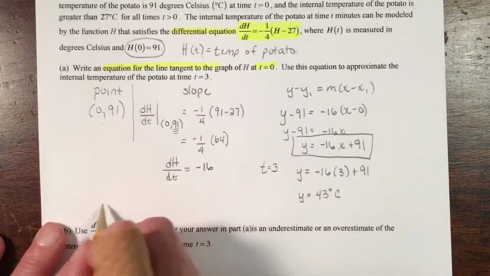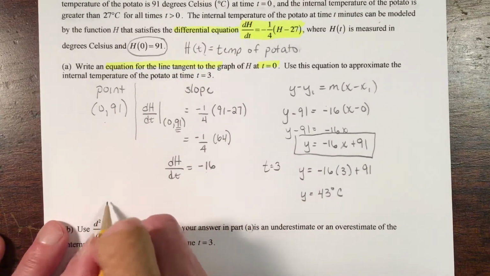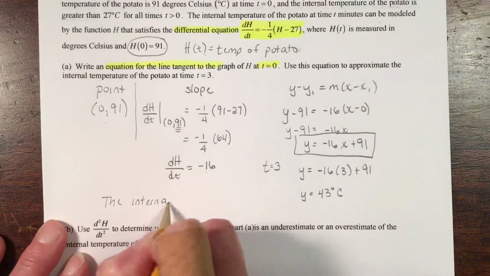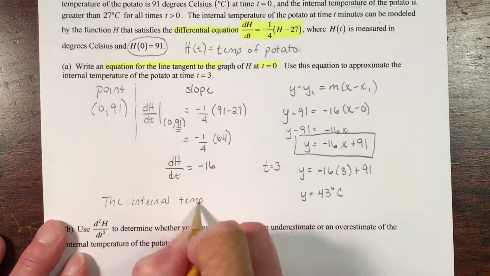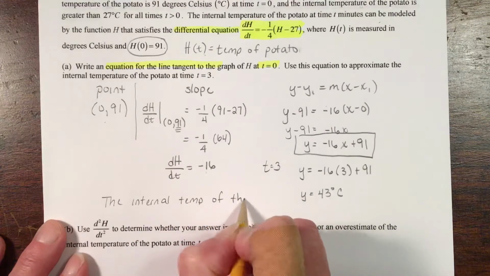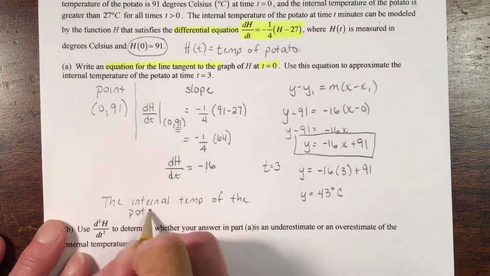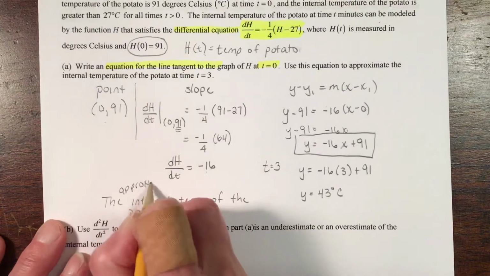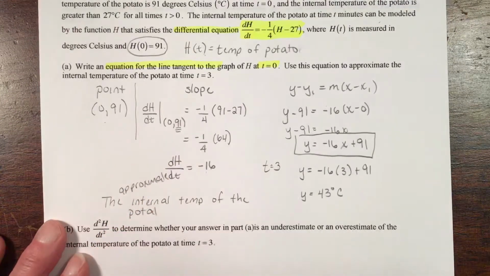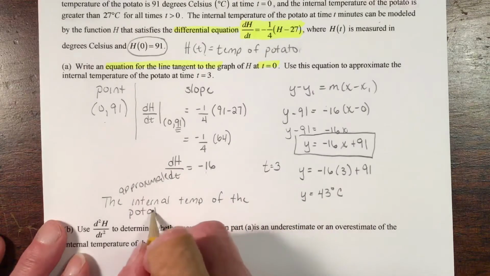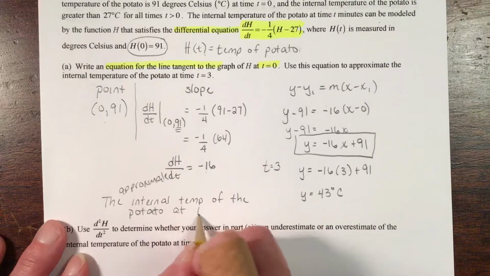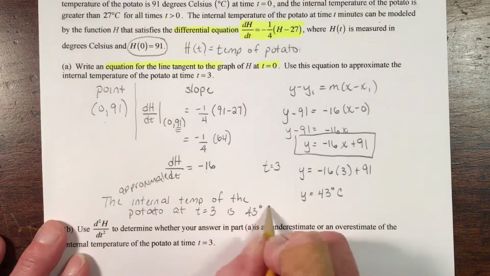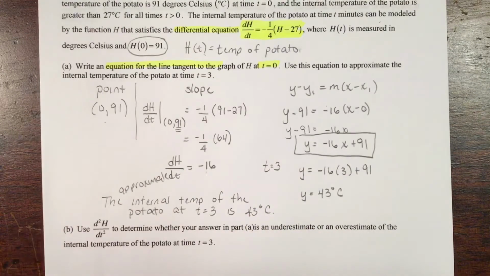So the internal temperature of the potato, the approximate. Remember, this is only an approximate value. The approximate internal temperature of the potato at t equals 3 is 43 degrees Celsius. And there you have it.